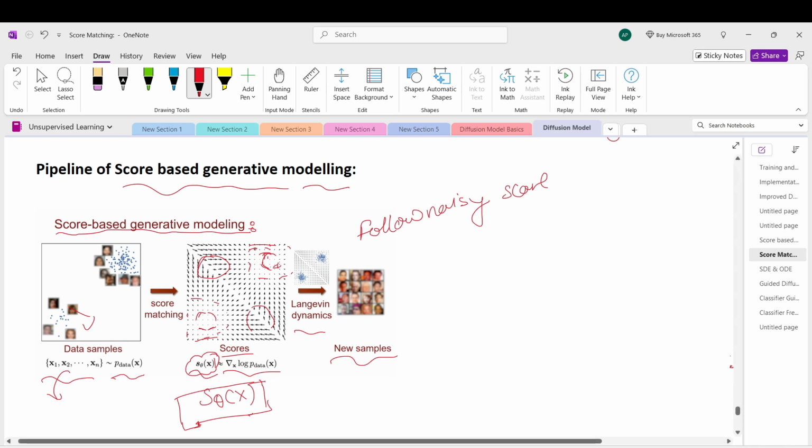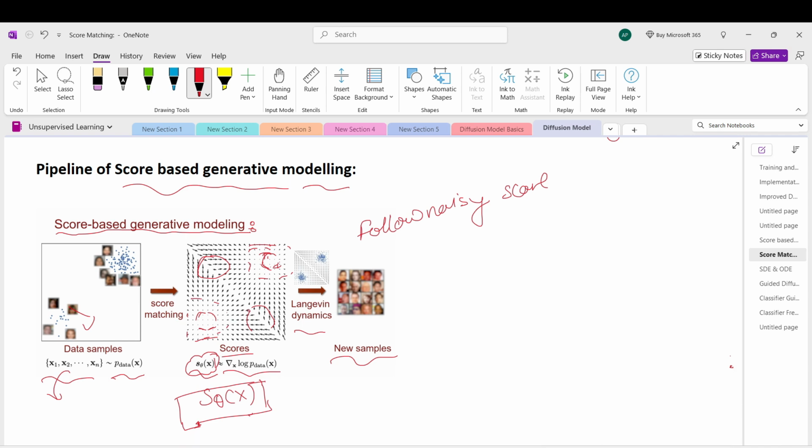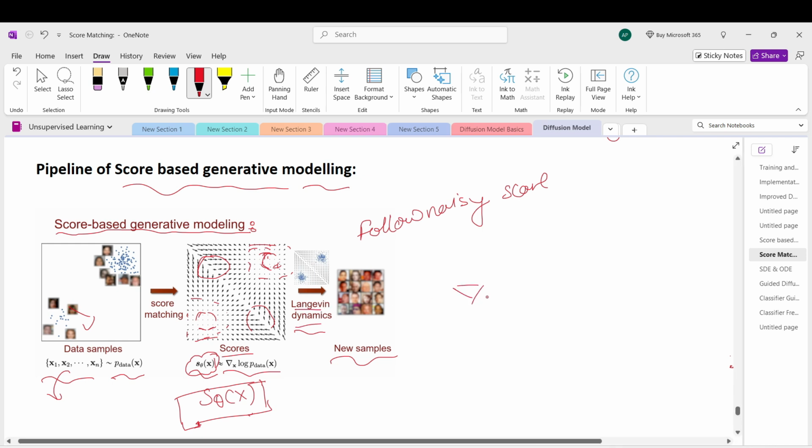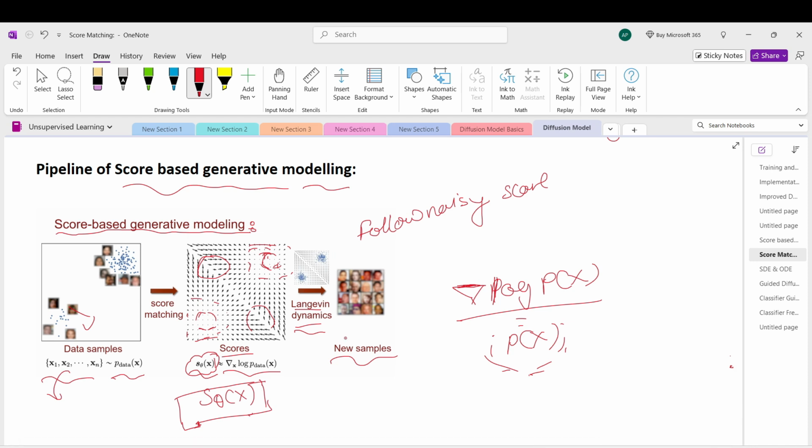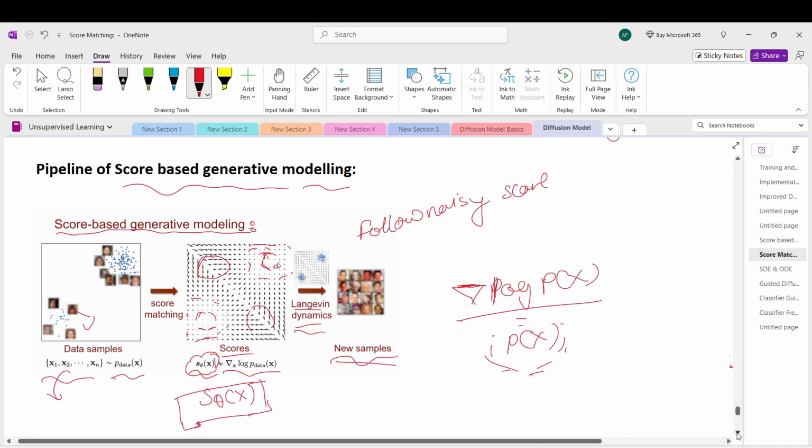If we approximate the score, then Langevin dynamics says that if you have the gradient of log p of x, you are capable of sampling from the distribution p of x. So if you have this quantity, you can sample data from this distribution if you run the required number of steps. You will employ Langevin dynamics and generate samples. So this is the overall pipeline.